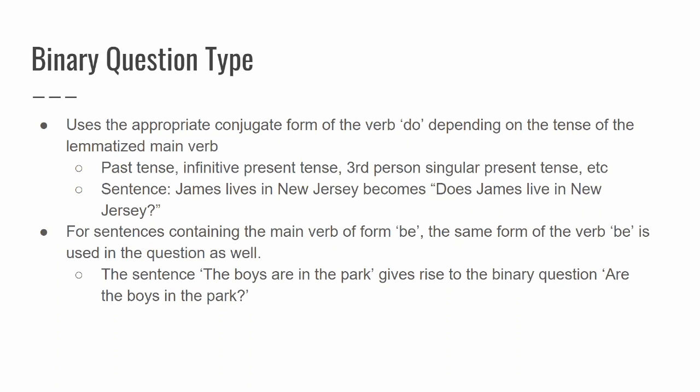For binary questions, identifying the question word depends on the main verb of the sentence. So if the main verb is a to be verb, then we just take the same form of the verb in the question. And if it's not a to be verb, then we lemmatize the main verb and we conjugate the form of the verb do depending on the tense of that main verb.